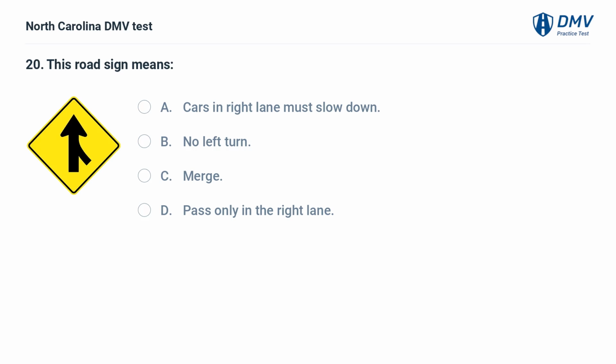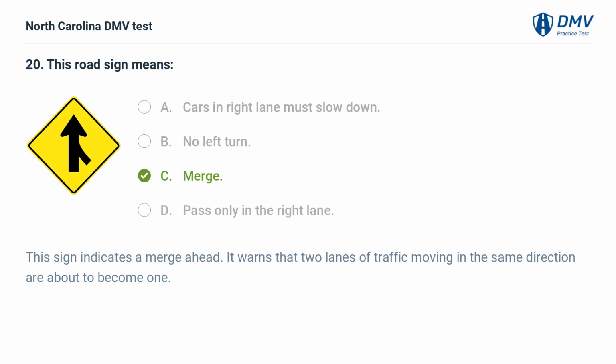This road sign means A. Cars in right lane must slow down. B. No left turn. C. Merge. D. Pass only in the right lane. C. Merge. This sign indicates a merge ahead. It warns that two lanes of traffic moving in the same direction are about to become one.